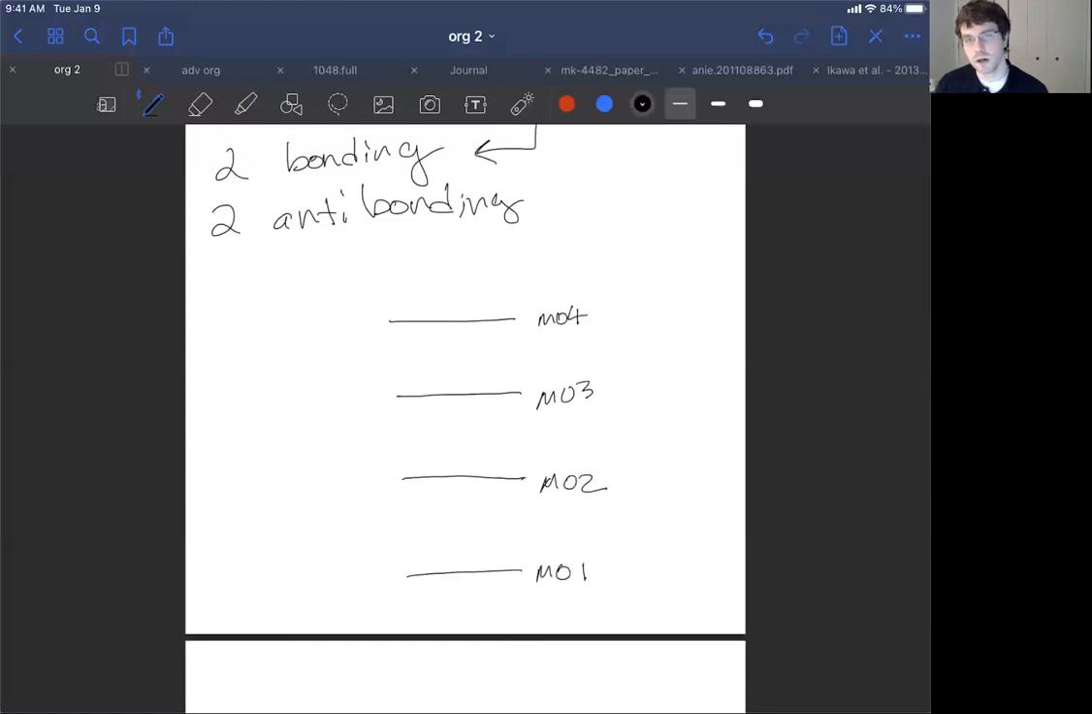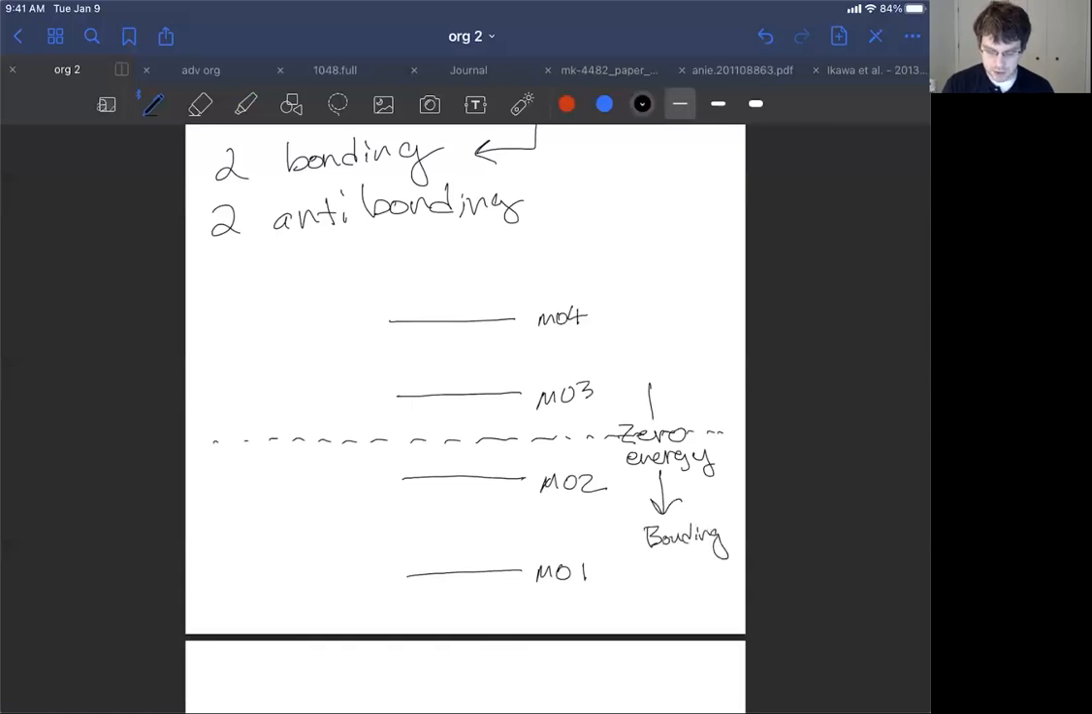How many nodes are in each of these orbitals? Well, if you look at this, we went up in energy. And there's a reason why 1 and 2 aren't the same and 3 and 4 aren't the same. The other thing I want to do is cut this molecular orbital diagram in half, and this is going to be my 0 energy line. Anything below the 0 energy line is bonding. Anything above the 0 energy line is anti-bonding.